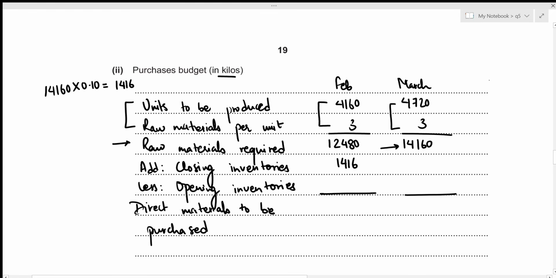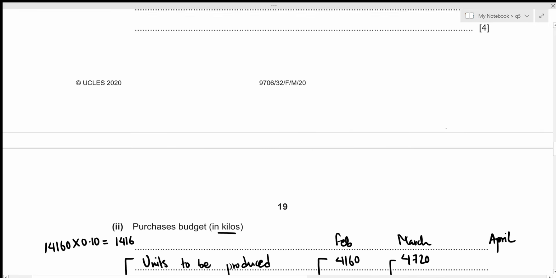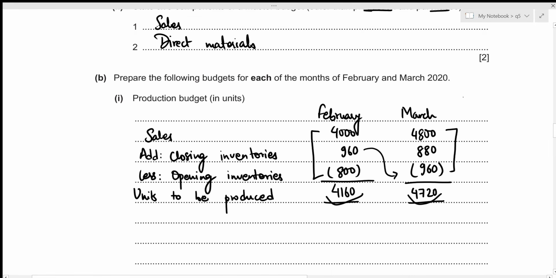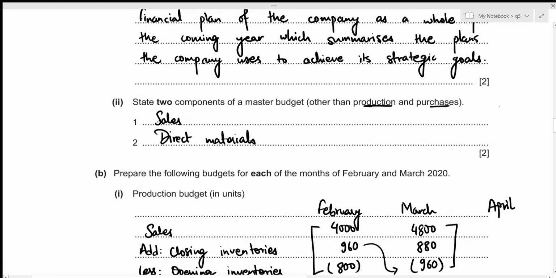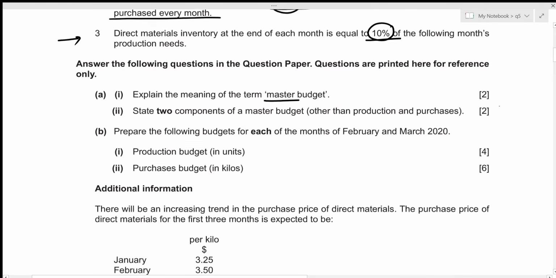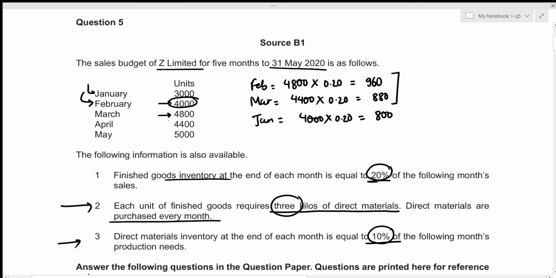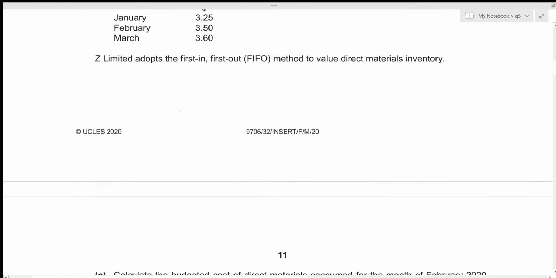So for April, this is the workings. We first need the total units to be produced in the month of April in order to figure out the total raw materials required for the month of April, right? So let's do our workings in our production budget. For the month of April, we'll start with the sales value, which is given above. For April, that's 4,400. Let's write it down.